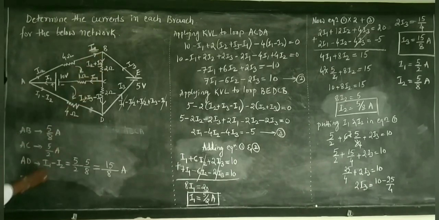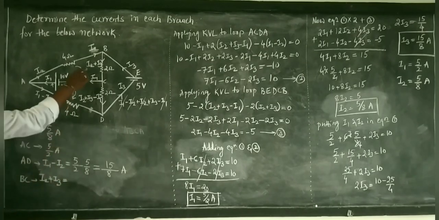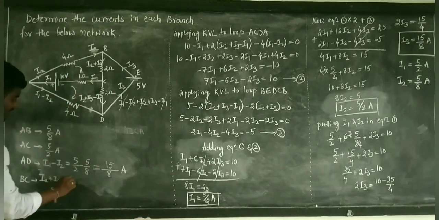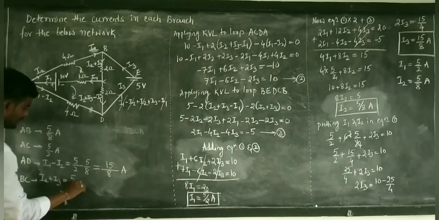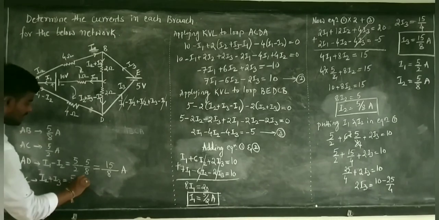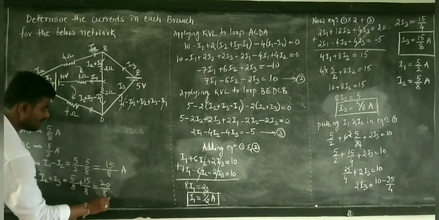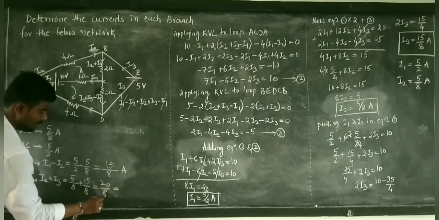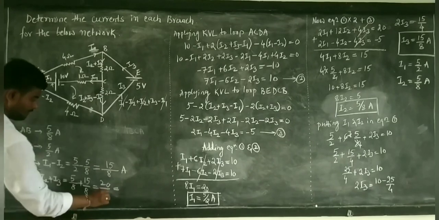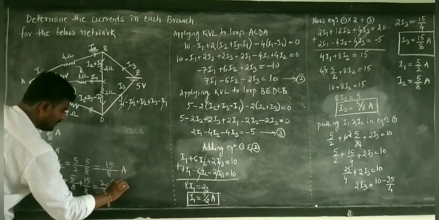Okay, and BC. See here, B to C is I2 plus I3. And I2 is how much? It is 5 by 8. And I3 is how much? 15 by 8. So it is 20 divided by 8, or 4 twos are 4 fives are 5 by 2.